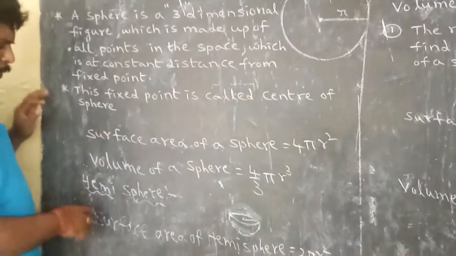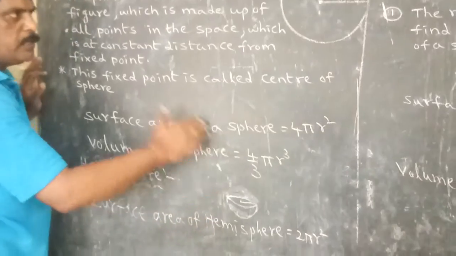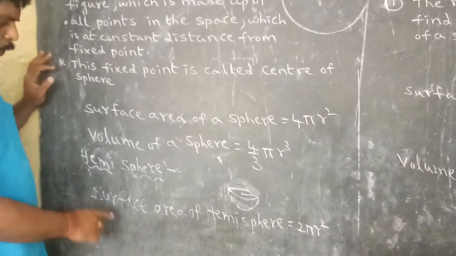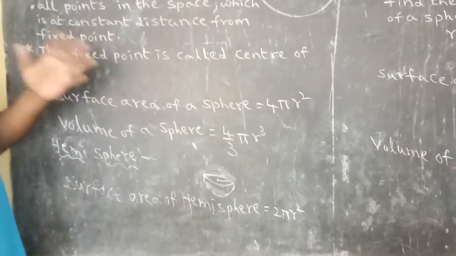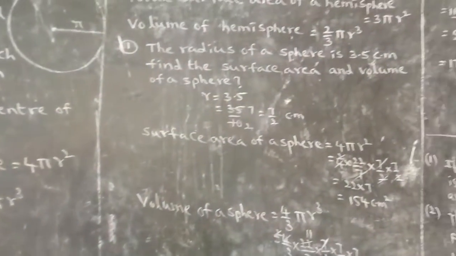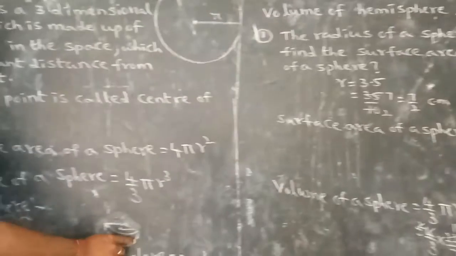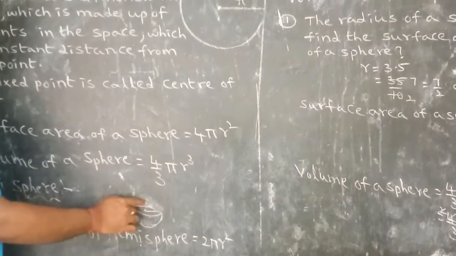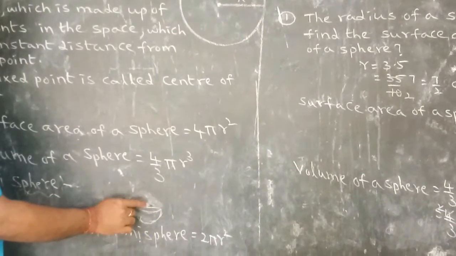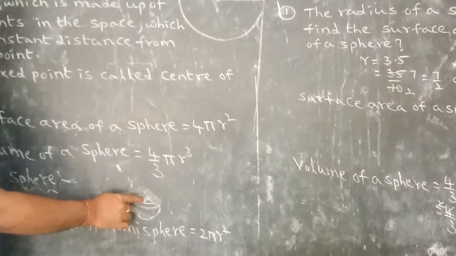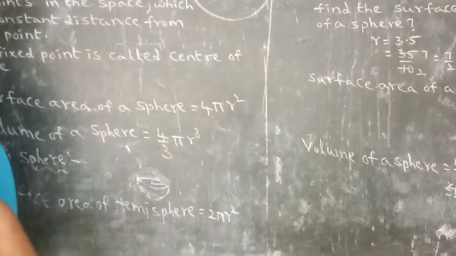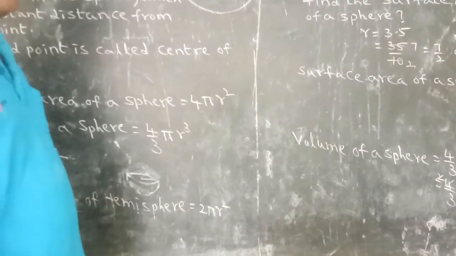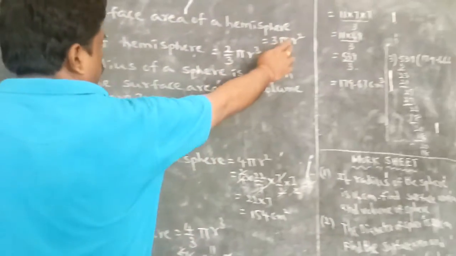I also learn about the hemisphere. Hemisphere means half of the sphere. The curved surface area of a hemisphere is 2 pi r square, and the top is a circle whose area is pi r square. So pi r square plus 2 pi r square is called the total surface area of a hemisphere. We get 3 pi r square.